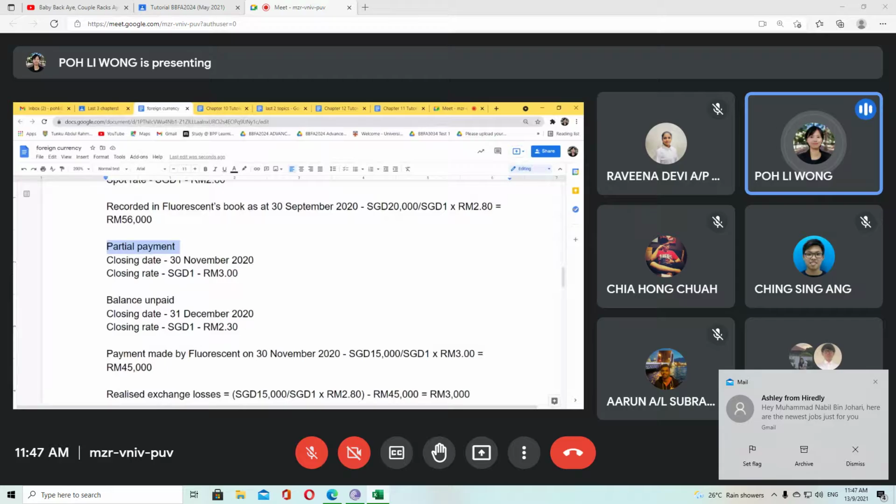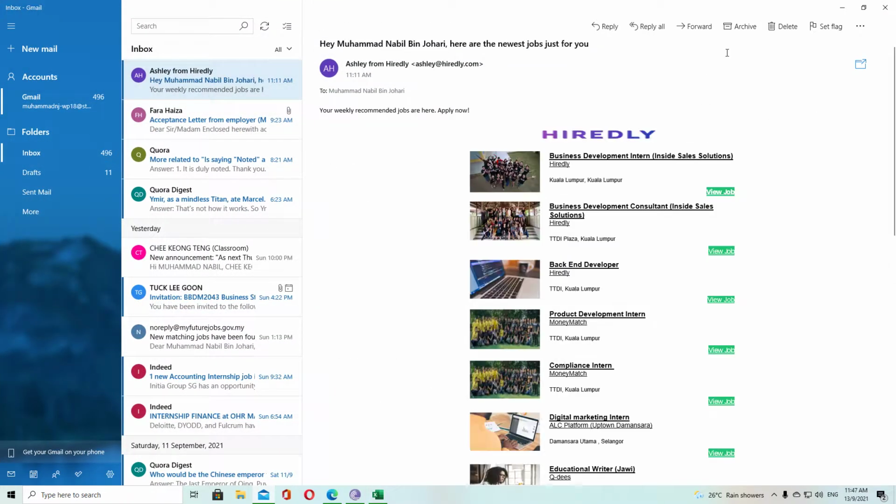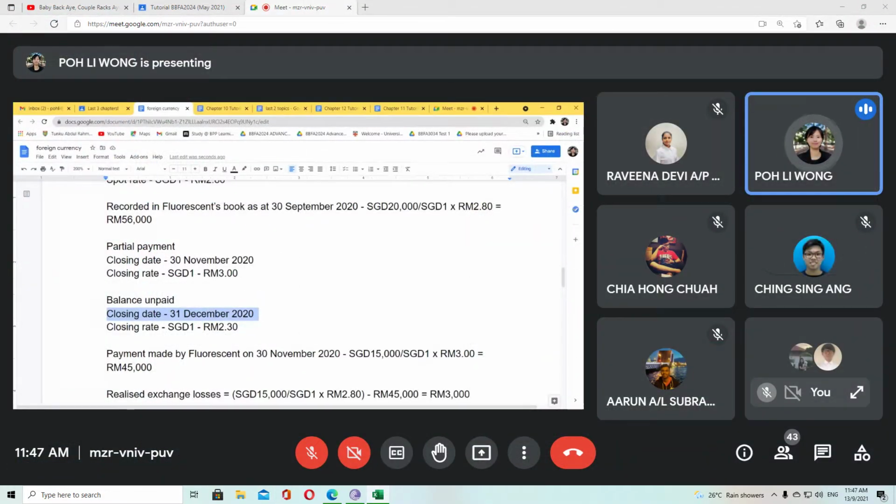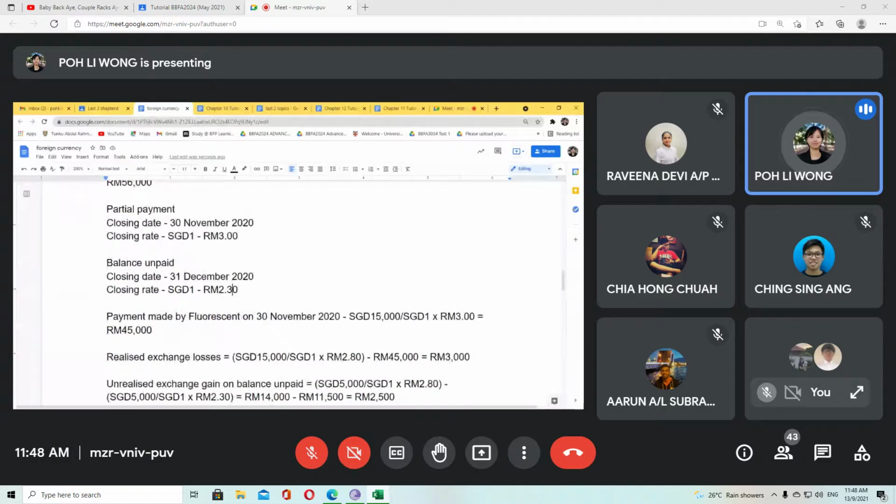And the balance unpaid, as I have already mentioned, if the balance remains unpaid, then your closing date will be your year end date. Okay, so ringgit 30 cents. So I take in. So payment made by fluorescent will be 15,000 times 3 ringgit according to November. So it's 45,000. So we need to calculate realized exchange gain or losses first.